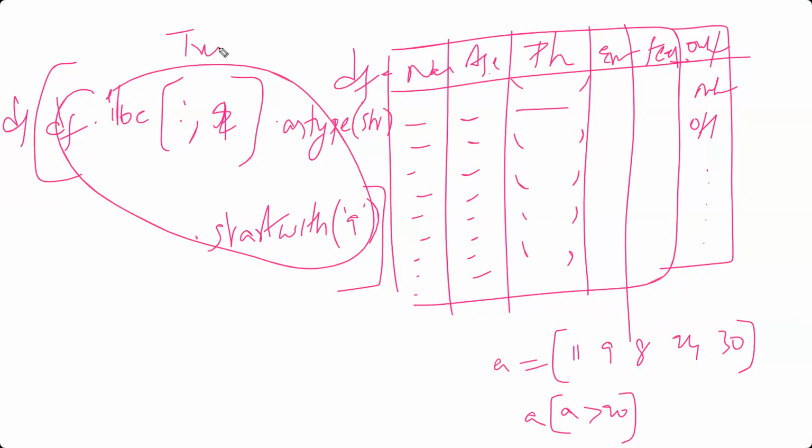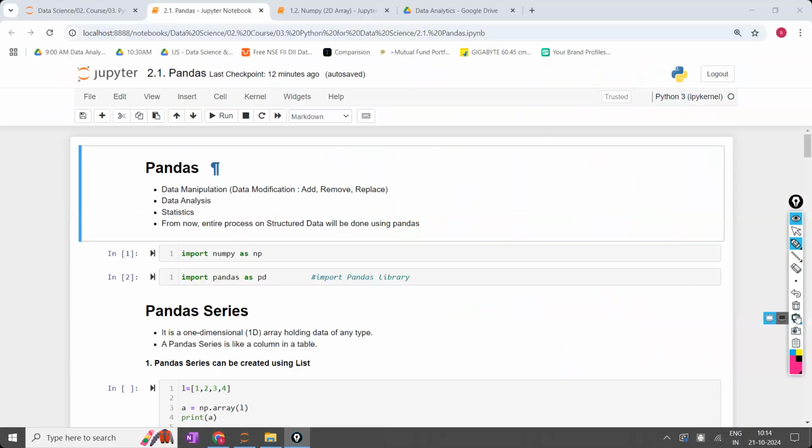Now I want the names starting with the letter S. Whoever the names of the students start with the letter S. Right? All these things we are going to play the game of with pandas, that is tabular data.